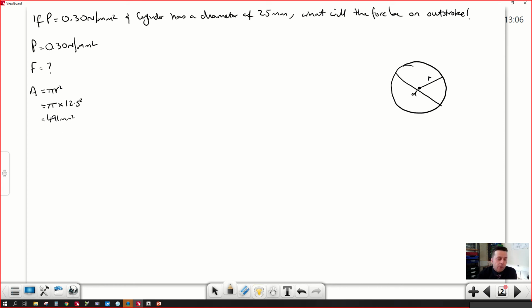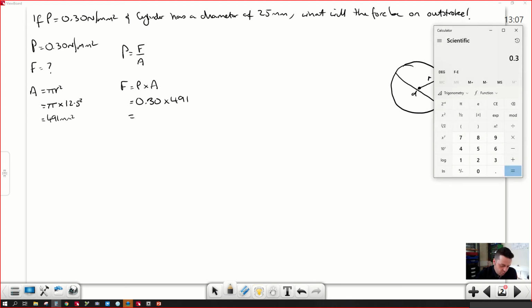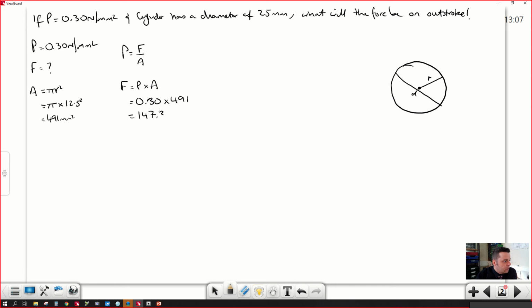We can now stick that into our force equation. The equation in the data book is pressure equals force over area. We rearrange that for force, which gives us pressure times area. Then we can stick our numbers in: 0.3 multiplied by 491 equals 147.3 newtons. And then we look at our data points. That's 2 significant figures, and that's 2 significant figures, so we should be rounding this to 2 significant figures.